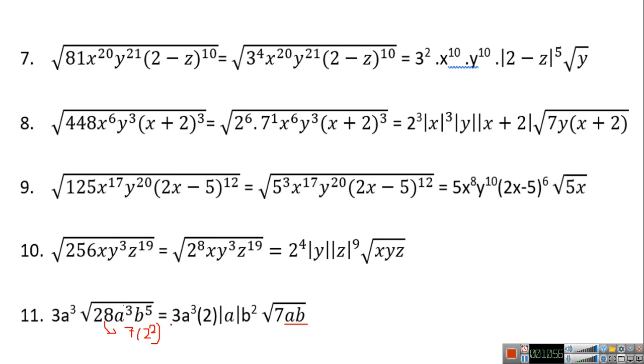So now I have 3a cubed outside. A 7, I cannot do anything. 2 squared, it goes 2 outside. Then 2 divided by 2, 3 divided by 2 is 1, 5 divided by 2 is 2. So what will be the final answer? 3 times 2 is 6. a cubed times a, so a power 4. No need to put any more absolute value because the power now is a cubed times a, you add the powers. b squared, power is even, so no need to put. And square root 7ab.